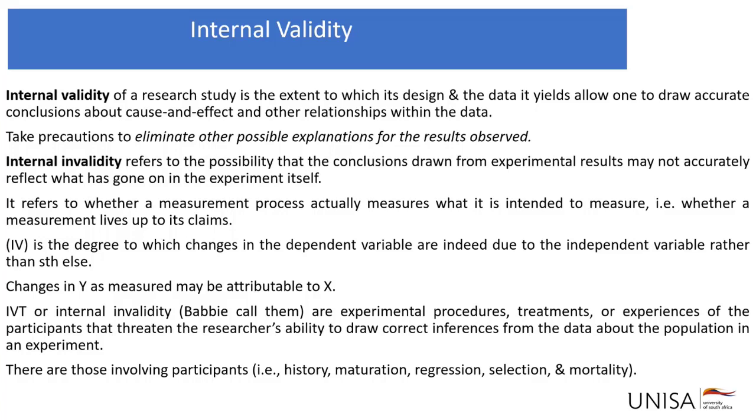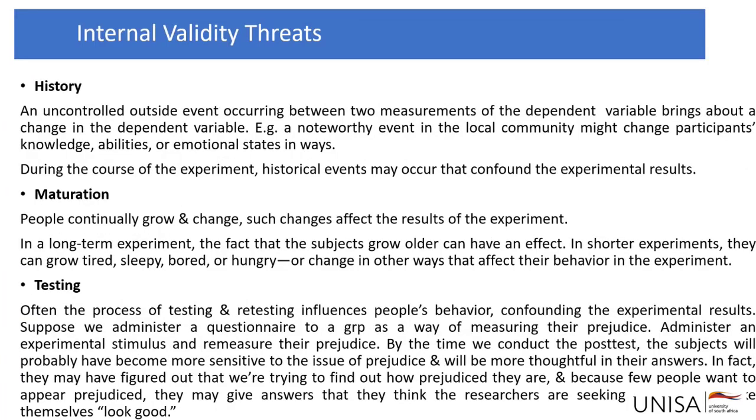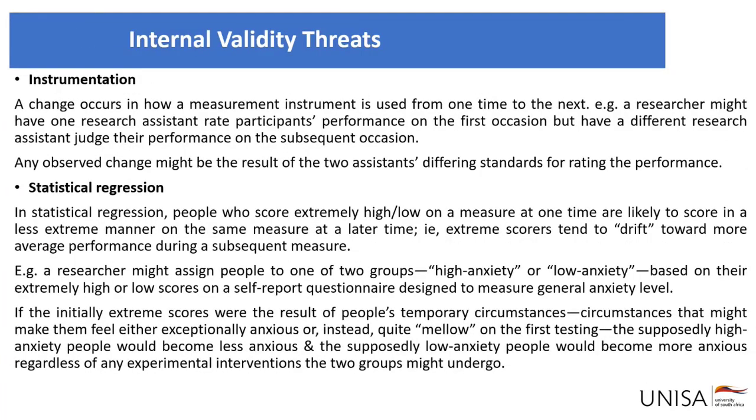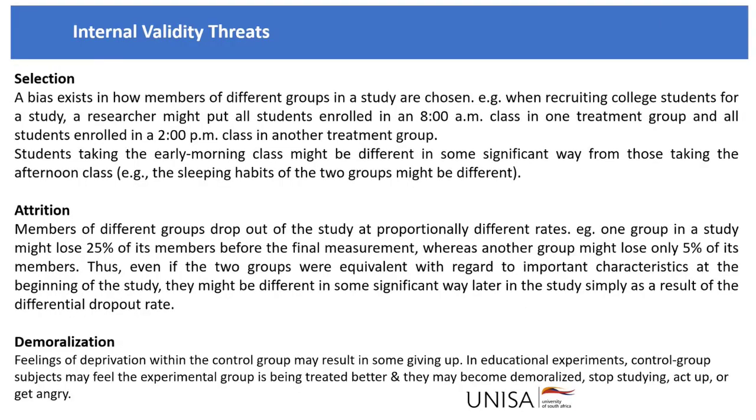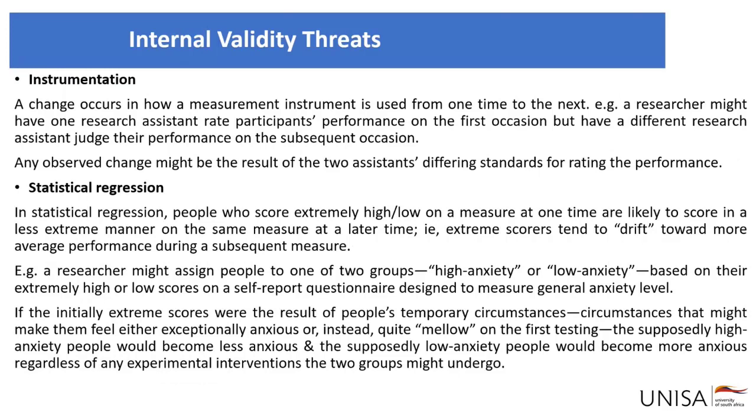So if you are unable to draw accurate conclusions about cause and effect, we look at what it is that I have done that did not lead to the same conclusion. So it could amount to history, it could be maturation, testing, instrumentation, statistical regression, selection, attrition, or demoralization. So you don't simply say, well, I have not achieved internal validity. In other words, I did not measure that which I wanted to measure.